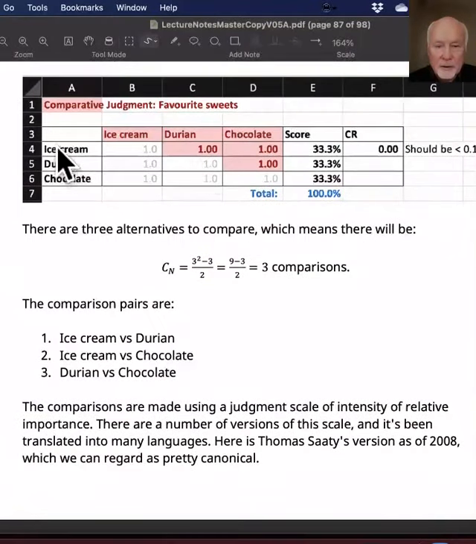Now, there's 2 things we get out of this that we've got to be interested in. One is the actual results we're after. That's called a score here. So this is our weightings.